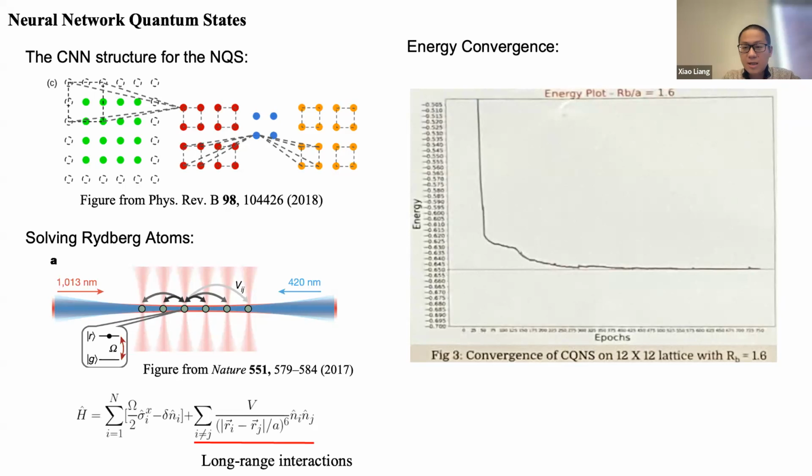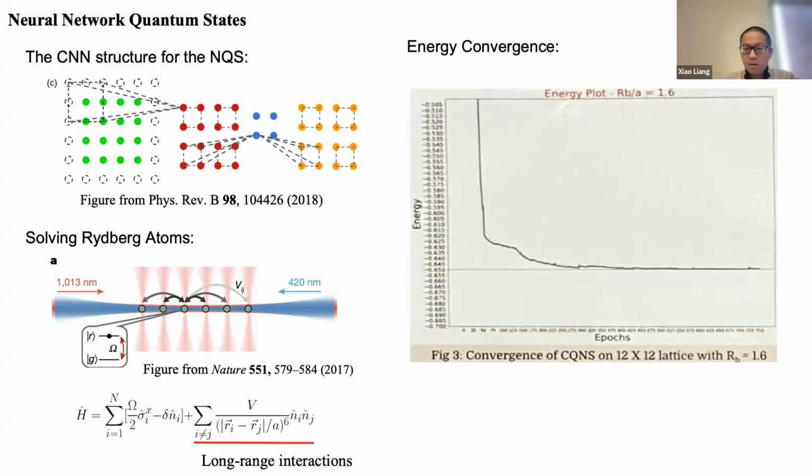Here, in this slide, we try to solve the spin model, which describes the Rydberg atom array. The Rydberg atom array is a type of quantum computer that can simulate many-body physics with up to 1,000 qubits. The Hamiltonian describing the Rydberg array is similar to a transverse field Ising model. The difference is the long-range interactions. The tunable parameter in the Hamiltonian is the coupling strength for the long-range interactions, V.